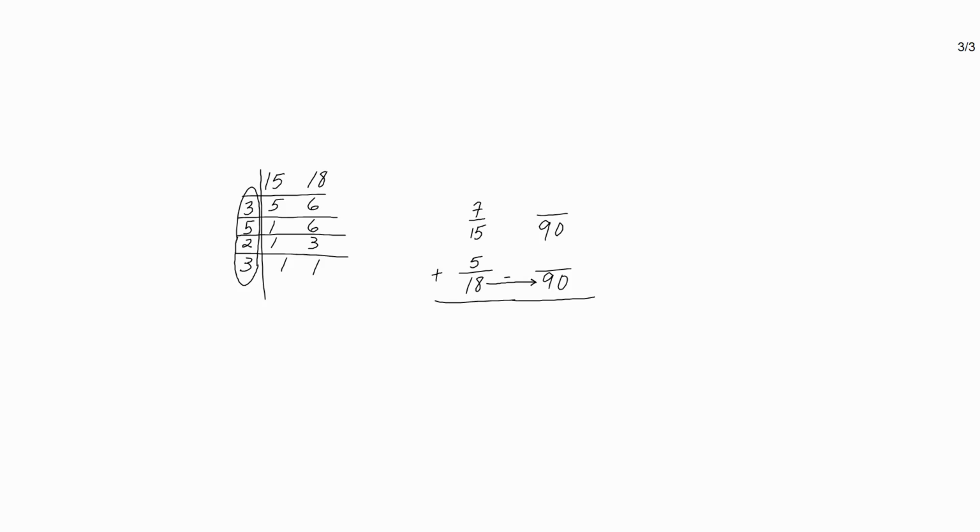Y'all are not, I don't think y'all listen. 18 divides into 90 how many times? You don't know. So you go over here and you say, take out the 18. How many times? 5. So 5 times 5 is what? And then you say, how many times will 15 go into 90? You don't know. So take out the 15. How many times? 6 times. 6 times 7 is? And your answer is 67. There you go. You can do this all day long.